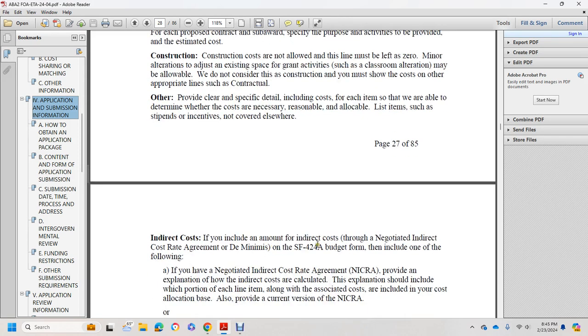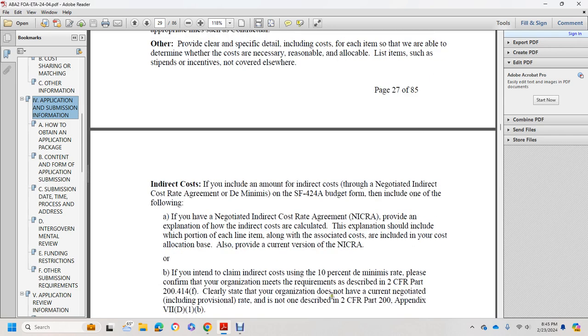Indirect costs. Include the amount of indirect costs calculated through a negotiated indirect cost rate agreement. The Standard Form 424A budget narrative must include one of the following. If you have a negotiated indirect cost rate agreement, provide an explanation of how the indirect costs are calculated. The explanation should include the portion of each line item, along with the associated costs, included in the cost allocation base. Also provide the current version of the negotiated indirect cost rate agreement.